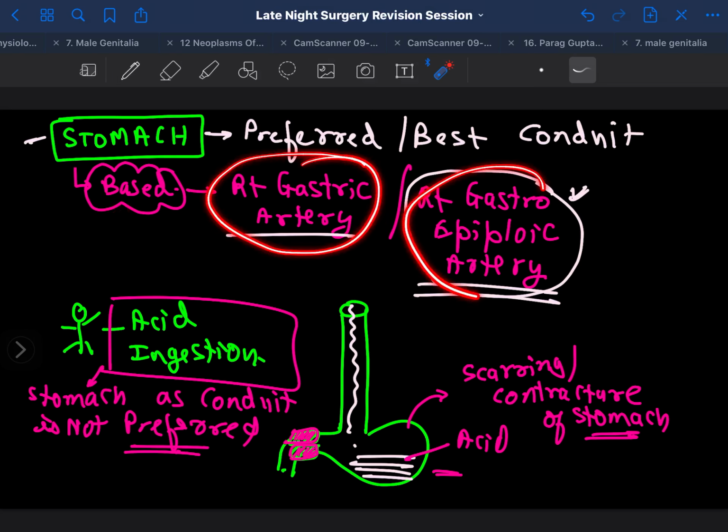You need to remember the blood supply. The blood supply for the stomach as a conduit is either the right gastric artery or the right gastroepiploic artery. If you want to choose between them, go for the right gastroepiploic. That is a better answer.